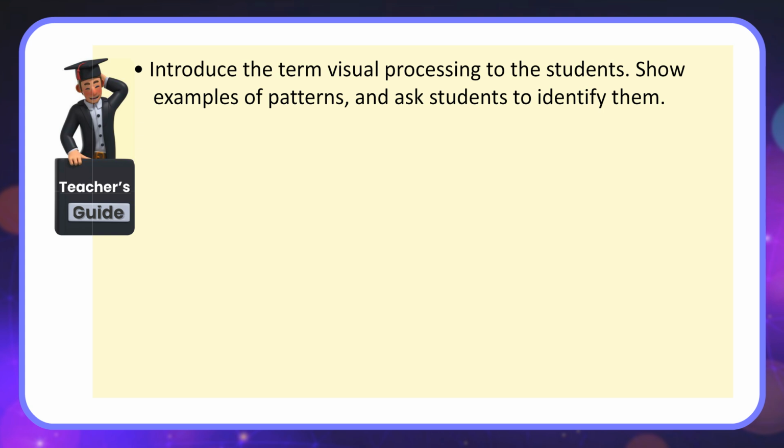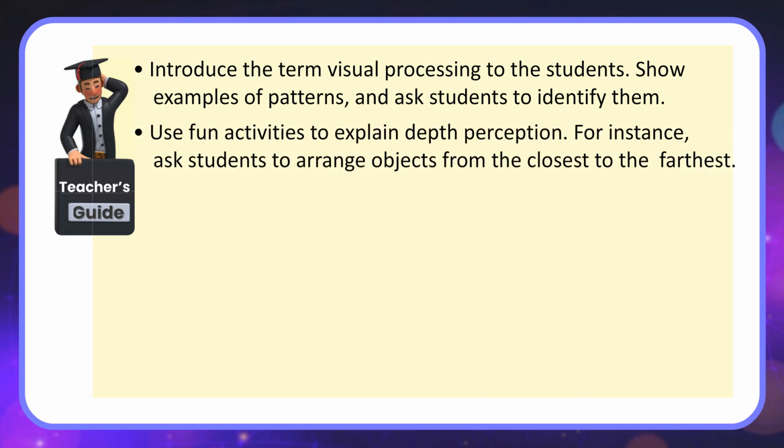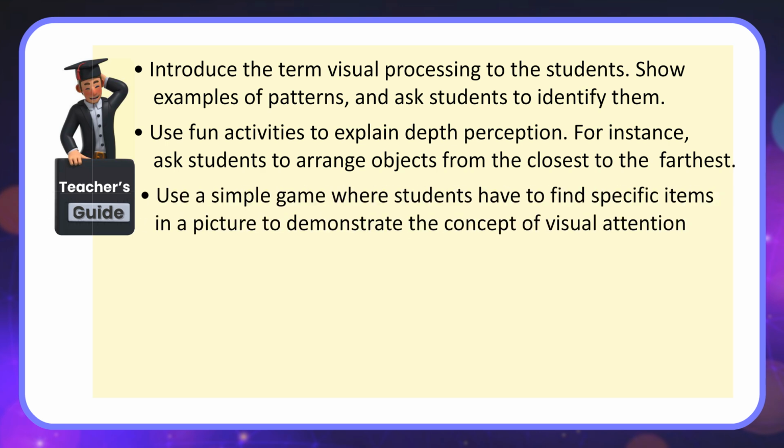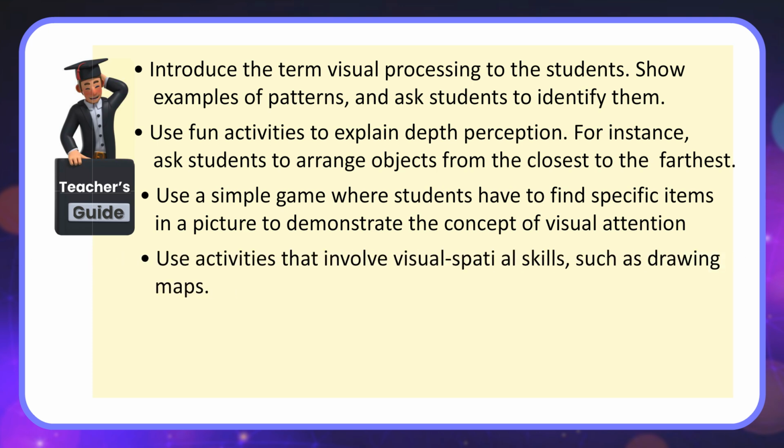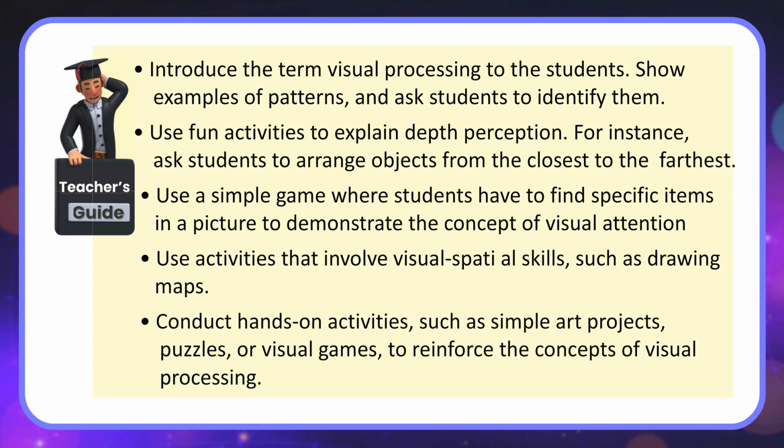Teacher's guide. Introduce the term visual processing to the student. Show examples of patterns and ask students to identify them. Use fun activities to explain depth perception. For instance, ask students to arrange objects from the closest to the farthest. Use a simple game where students have to find specific items in a picture to demonstrate the concept of visual attention. Use activities that involve visual spatial skills such as drawing maps.